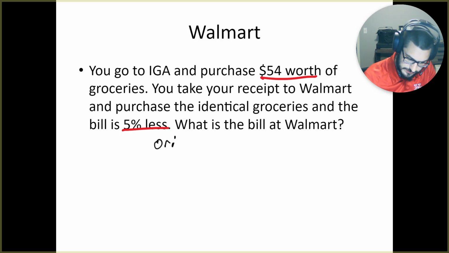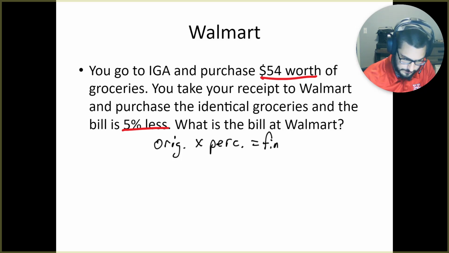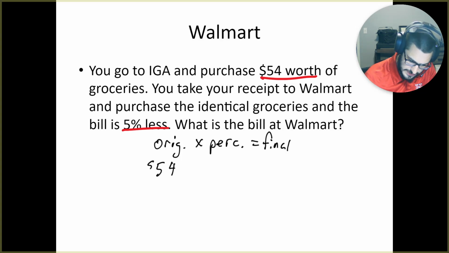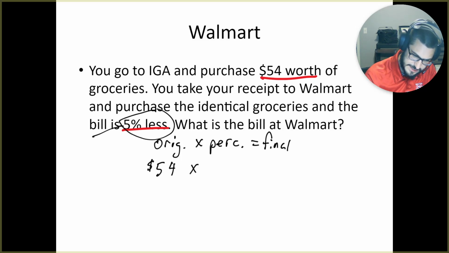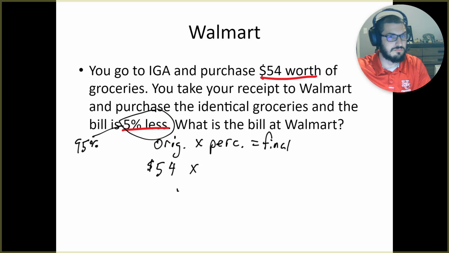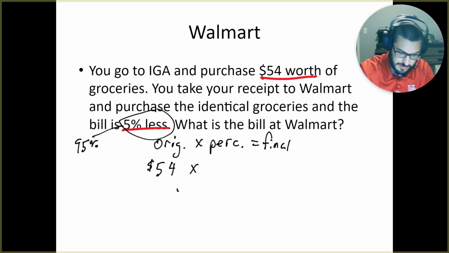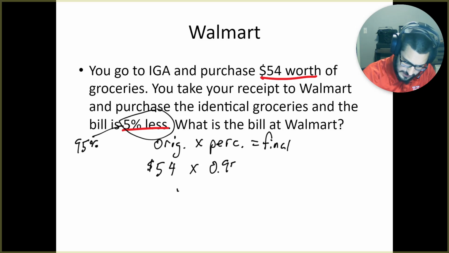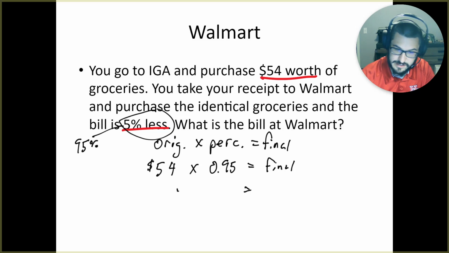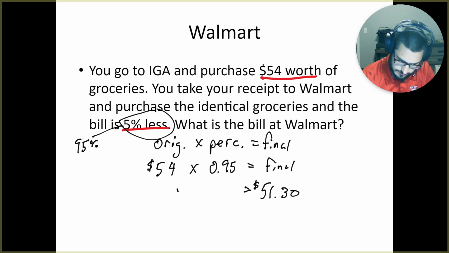Again, write down what we've got. So original times percent equals final. I know my original was $54. Percent is going to be, thinking about this, 5% less means that 95% is going to be remaining. Okay, you can also multiply by 5% and then subtract it. 0.95 equals my final, and that gives me a final of $51.30. Okay.